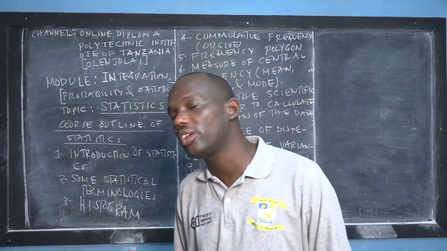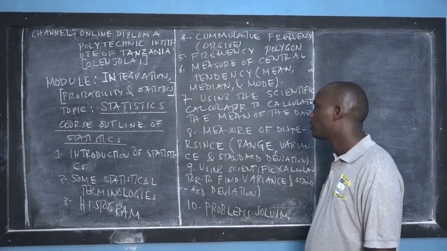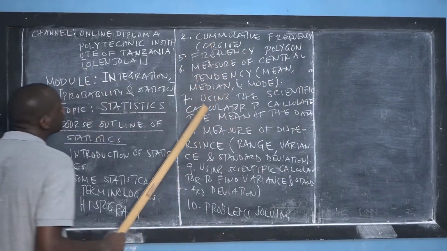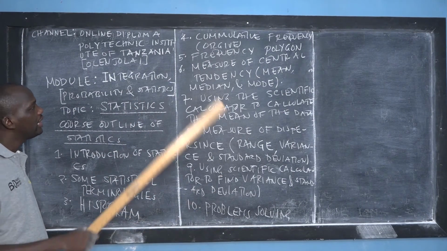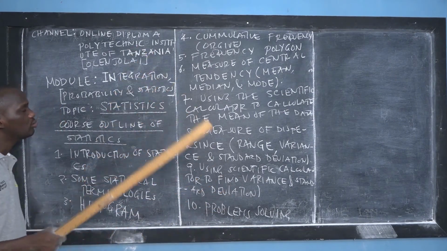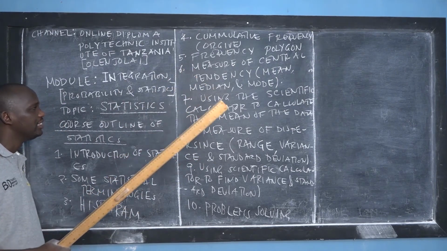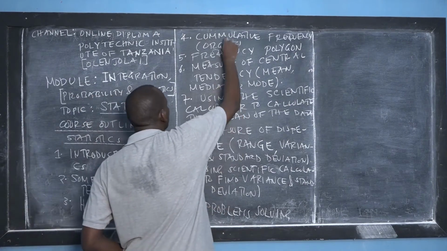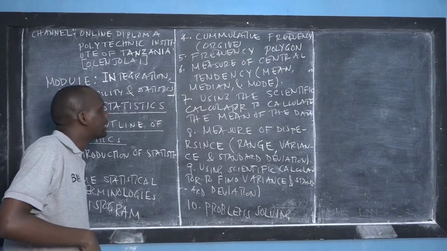Histograms are one of the methods used in statistics to present data which has been collected in a particular area. Then the fourth subtopic is called cumulative frequency. This is the ogive; we'll be having cumulative tables, and I'll be teaching you how to draw this, because every concept here has been asked in the final exam, and is very important in real life.